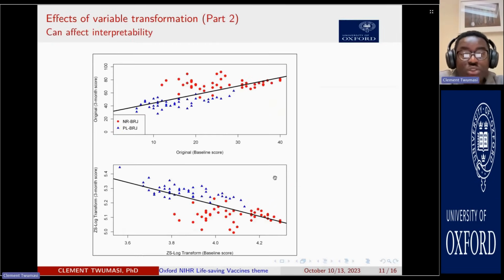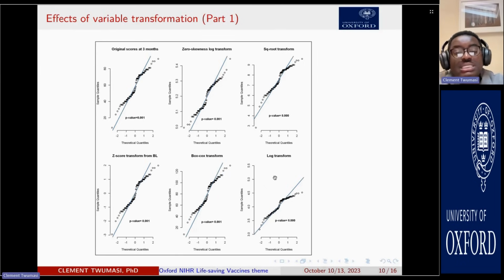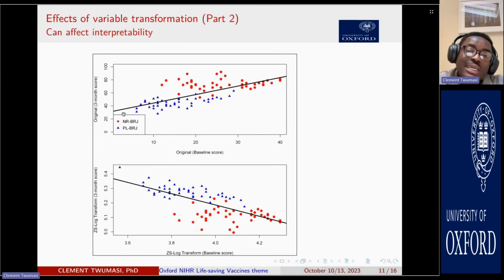But here I'm going to touch a bit on some of the limitations of over-transforming your data. I just did a scatter plot of the original score at baseline and at 3 months, and this is the original data. In the original data we expected to see a positive relationship between the two. But you realize that after transforming it with, let's say, the zero skewness log transform, it has now reversed the whole pattern.